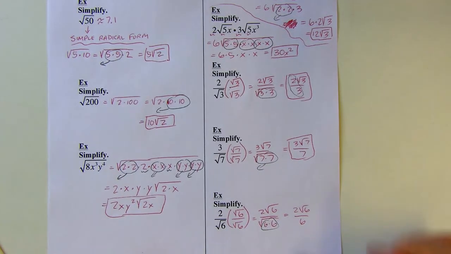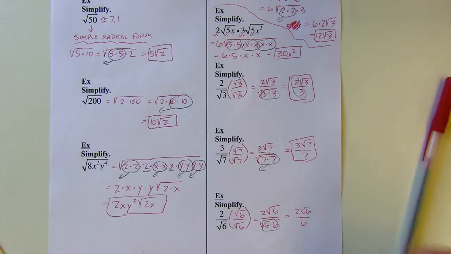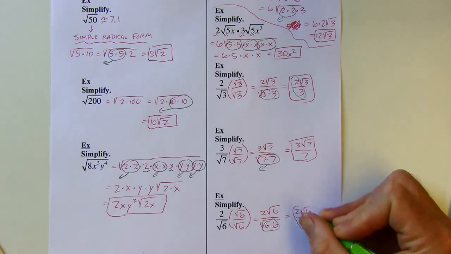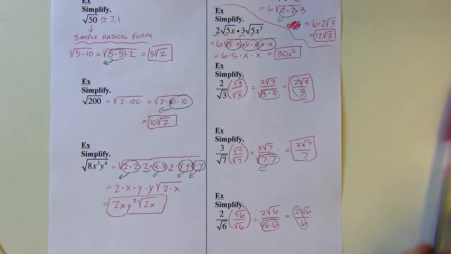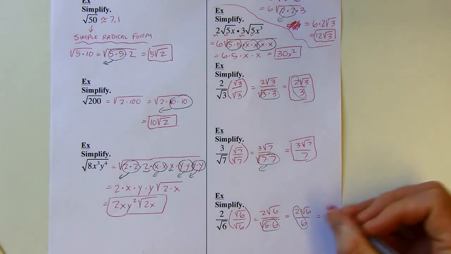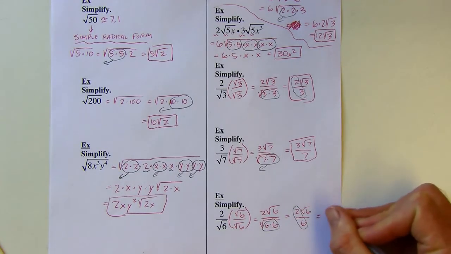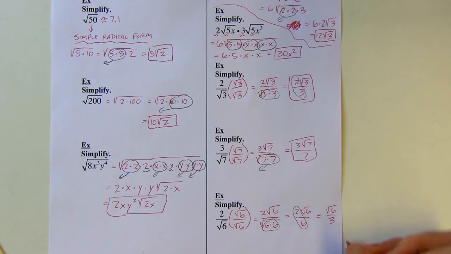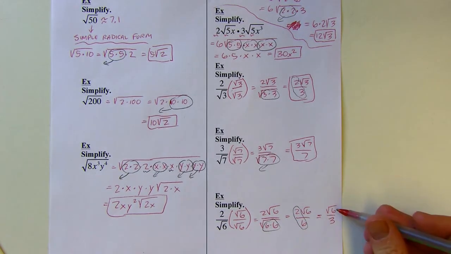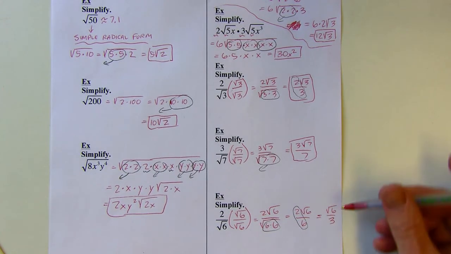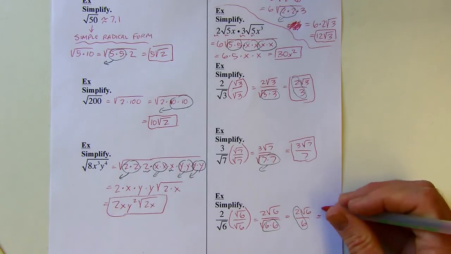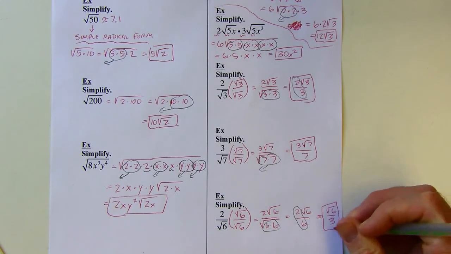So I've got 2 root 6 over 6, okay? And I'm looking at this, can't reduce the 6's, but hey, I can reduce this, right? 2/6 is going to reduce to 1/3. So I'm going to write it like this. You could write 1 root 6 over, but you don't need the 1 out there. I can already see there's one of them, right? So that's just kind of redundant. Okay.